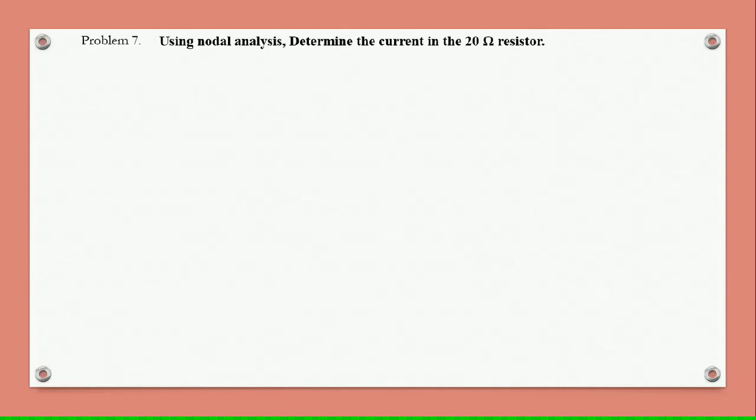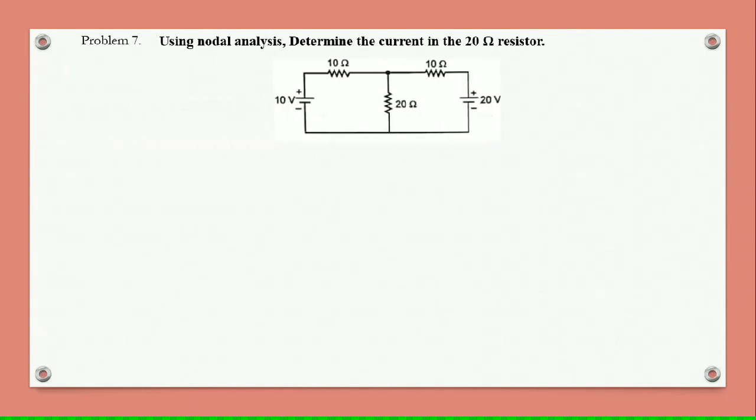The problem is: using nodal analysis, determine the current in the 20 ohm resistor. It is a question and the given circuit diagram consists of two voltage sources. One is a 10 volt source, another one is a 20 volt source. Remaining are resistors. They are a 10 ohm resistor, a 20 ohm resistor and one more 10 ohm resistor. This is the given circuit diagram.